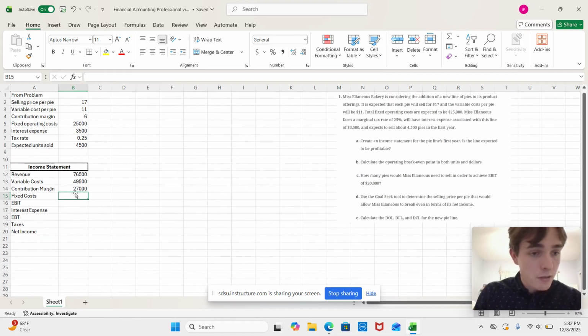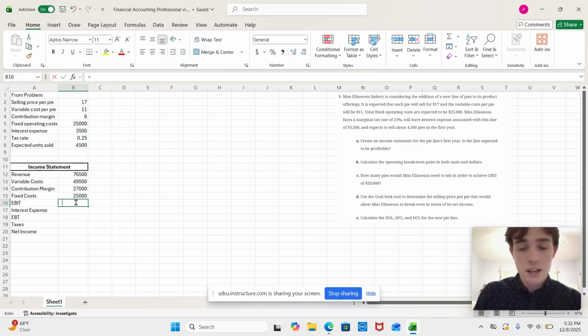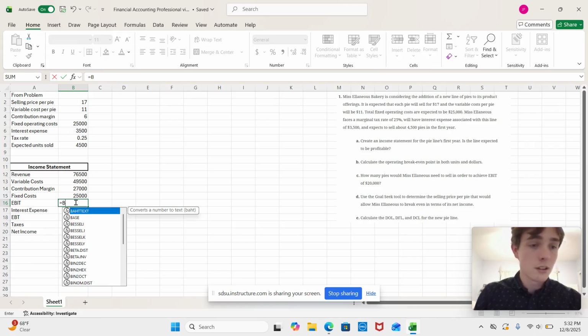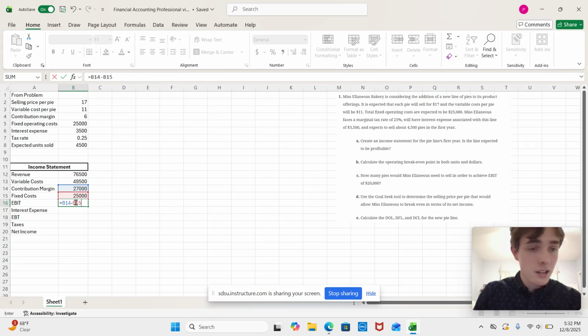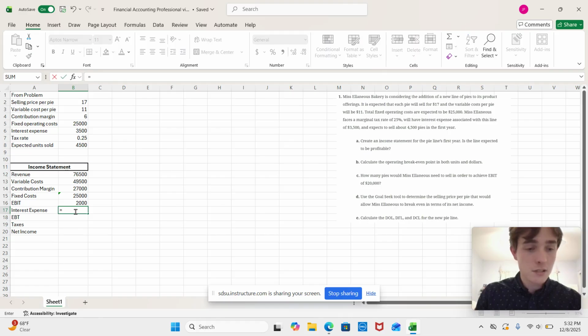So then now we're going to do the fixed costs. And for this one, we are just going to do equals B5 because that is the fixed operating cost. So now we get down to EBIT, earnings before interest and taxes. For this one, we're going to do the contribution margin minus the fixed cost, and that will give us the earnings before interest and taxes. So now we're going to look at the interest expense. And again, that one is just straight from the top. So that one is B6.